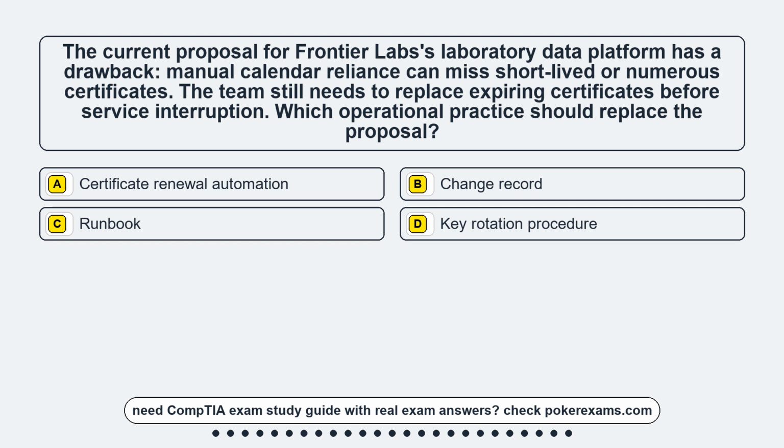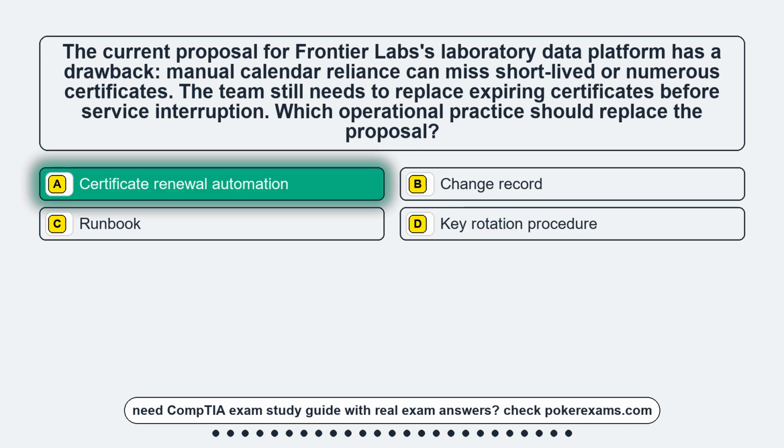Option A, a certificate renewal automation. Option B, change record. Option C, runbook. Option D, key rotation procedure. The correct answer is option A, certificate renewal automation.